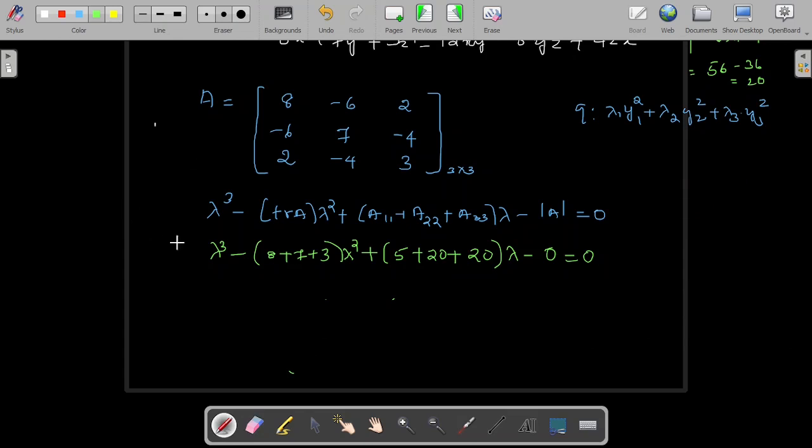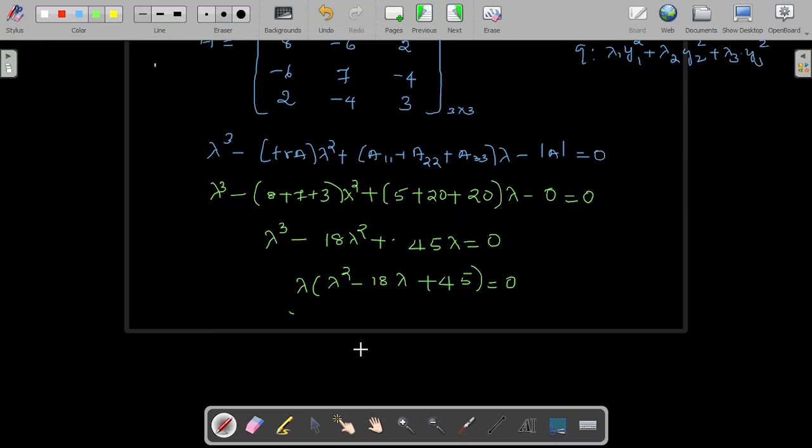Now let us simplify. You will get lambda cube minus, as it is a singular matrix, 0 must be one of the eigenvalues. So here I'll get 18 lambda square plus 45 lambda equal to 0. When you take lambda common, lambda square minus 18 lambda plus 45 equals 0. Therefore lambda equal to 0 is one of the eigenvalues. Then lambda square minus 18 lambda plus 45 equal to 0.